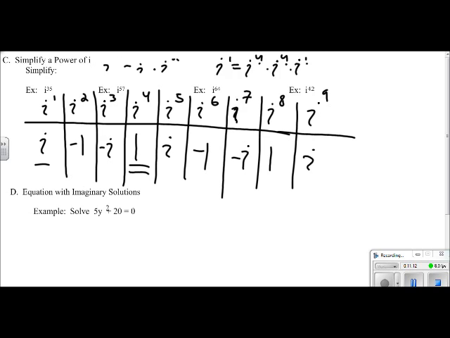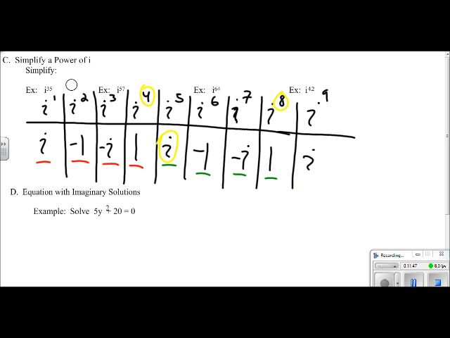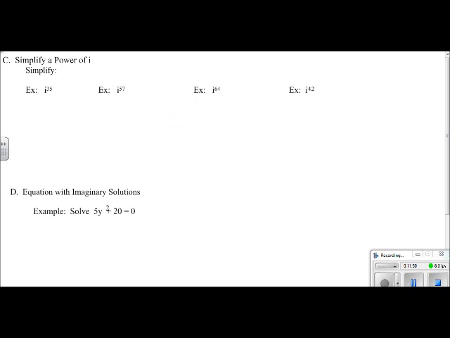Now at this point, you're probably noticing that there's a pattern here. And it goes I, negative 1, negative I, 1. Then repeats I, negative 1, negative I, 1. And will continue to do so forever, actually. This pattern will continue, and it comes at every group of 4. So every multiple of 4, we come back to 1, which means the next one would just give us I again.